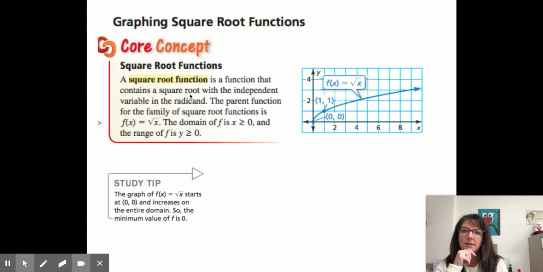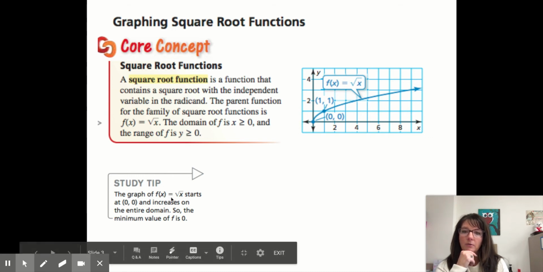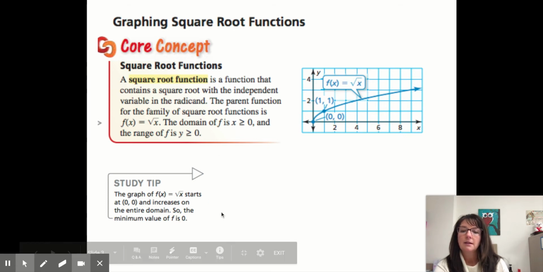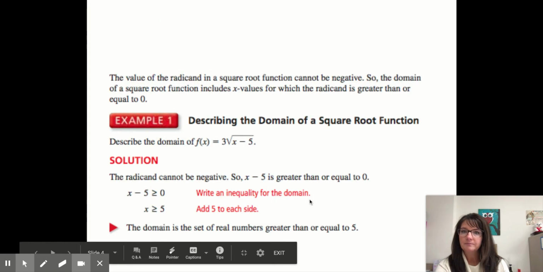We have a function that contains a square root. The independent variable is in the radicand. It's literally under the square root symbol or the radical symbol. We have the parent function, which is the square root of x. The domain of f is x is greater than or equal to 0, and the range is y is greater than or equal to 0. Because we start at (0, 0) right here, and it increases on the entire domain, the minimum value of f is 0. That's one of the ways that we can see the range.